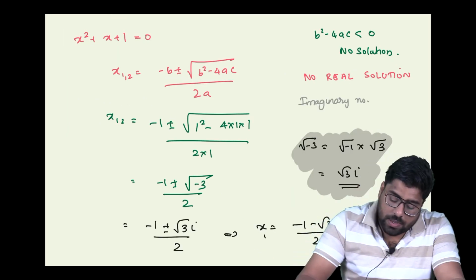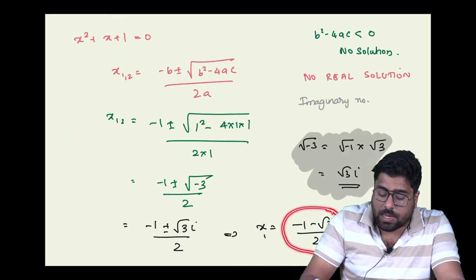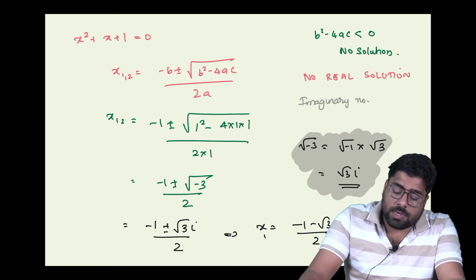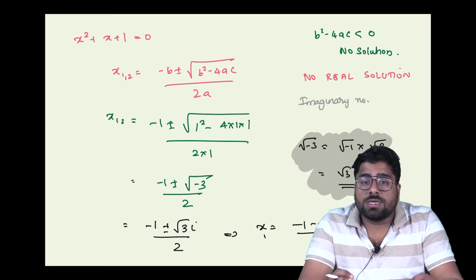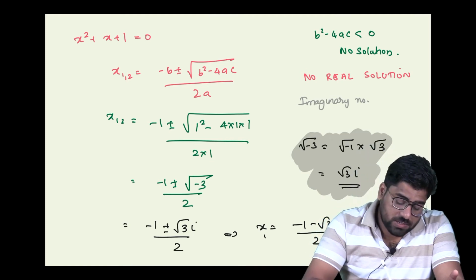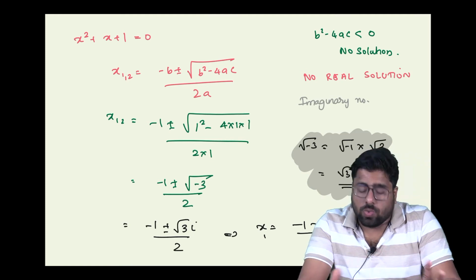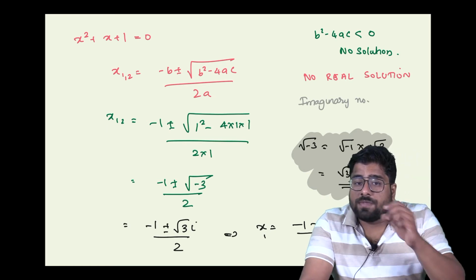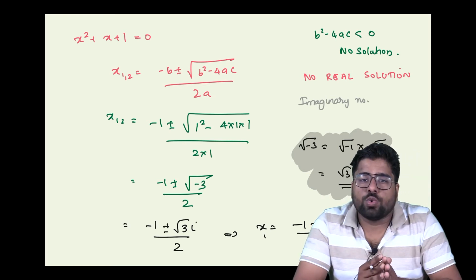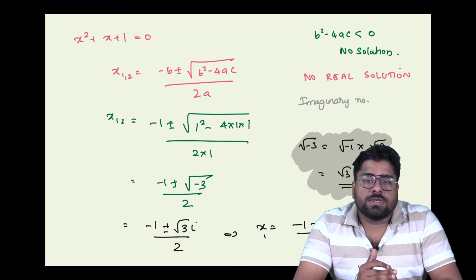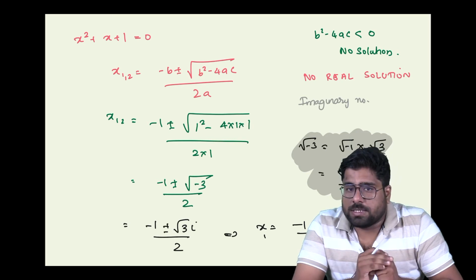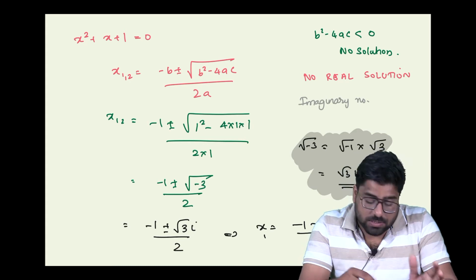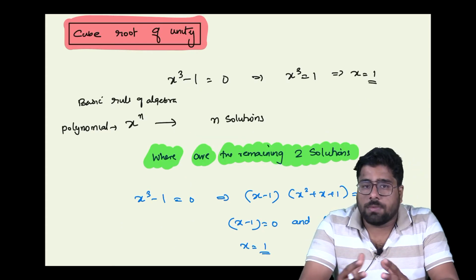And what is the second value? The second value is equal to minus 1 minus root 3 i by 2. And the third value became minus 1 plus root 3 i by 2. But what is the difference between the first answer, that is x is equal to 1, and the second and third answers? One of them was a real number and the remaining two were complex numbers. So this is something that actually introduced the concept of complex numbers. This is where people started to think about complex numbers.